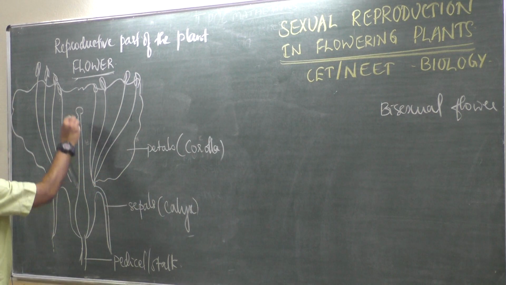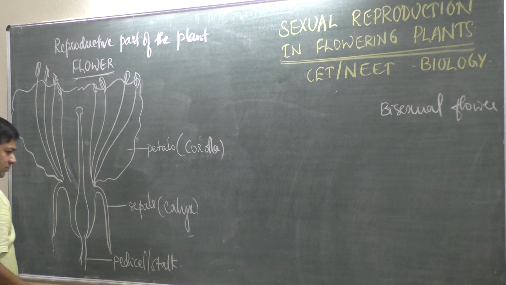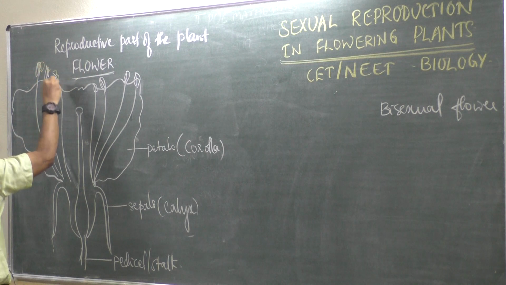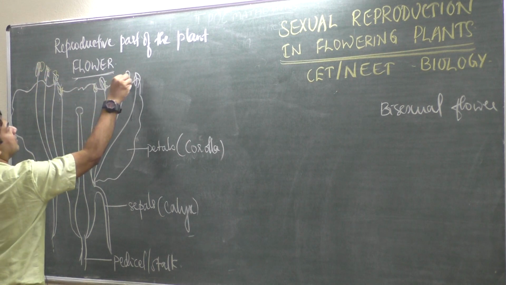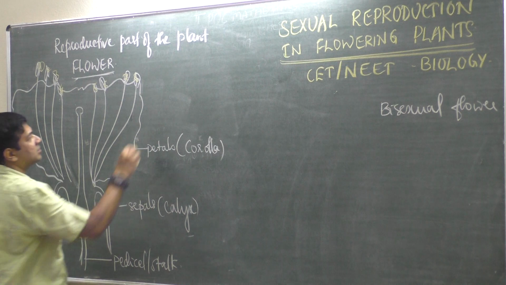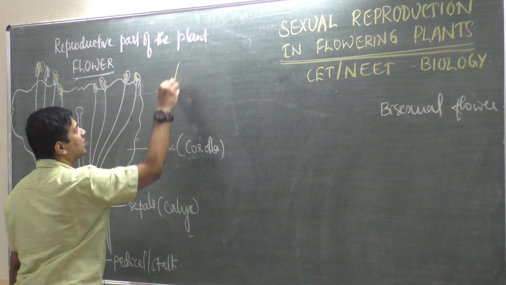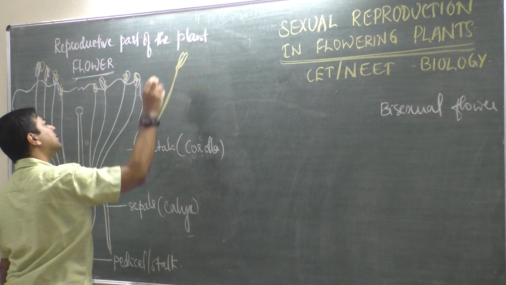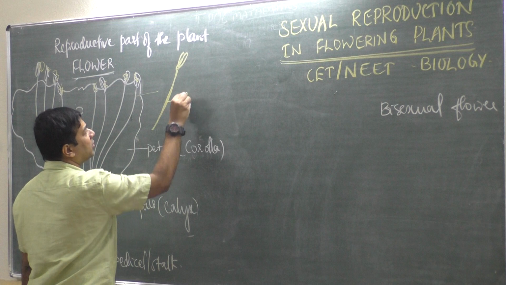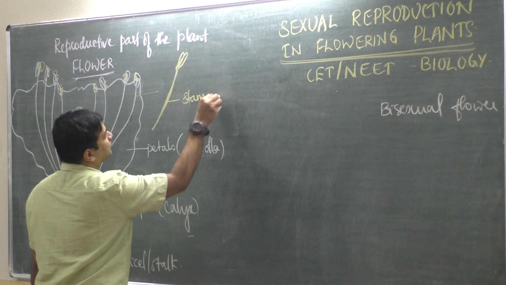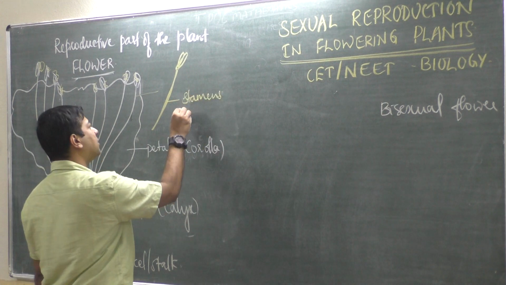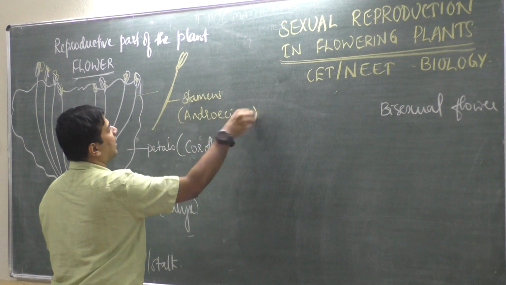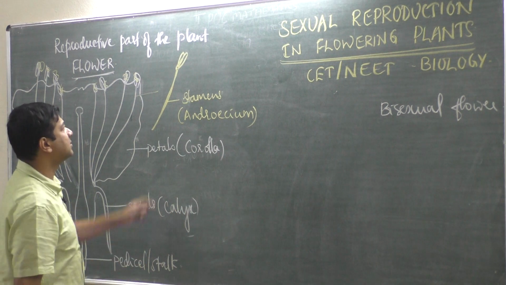Then these are structures I am talking about. If I show in colors, how many are there? 1, 2, 3, 4, 5, 6, 7, 8. These are long elongated structures like this. These are the male reproductive part, that is stamens. Male reproductive part in general we call androecium, the general word. The male reproductive part in a flower is the stamen.